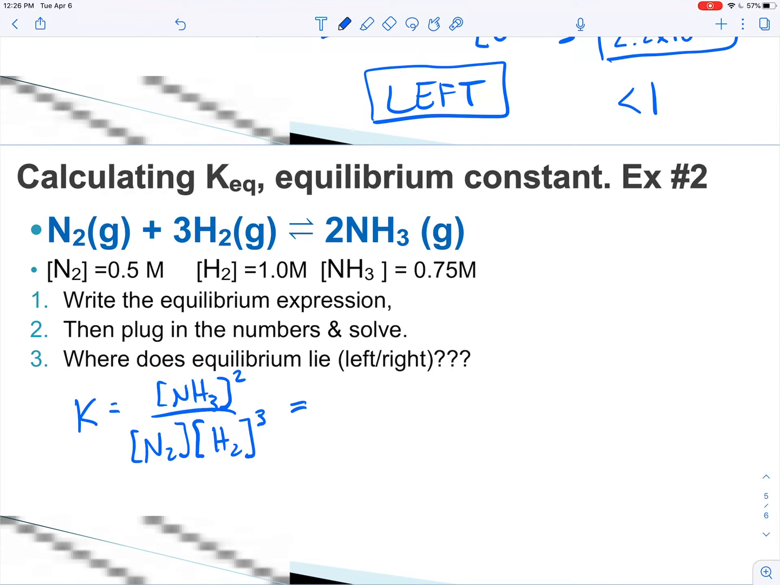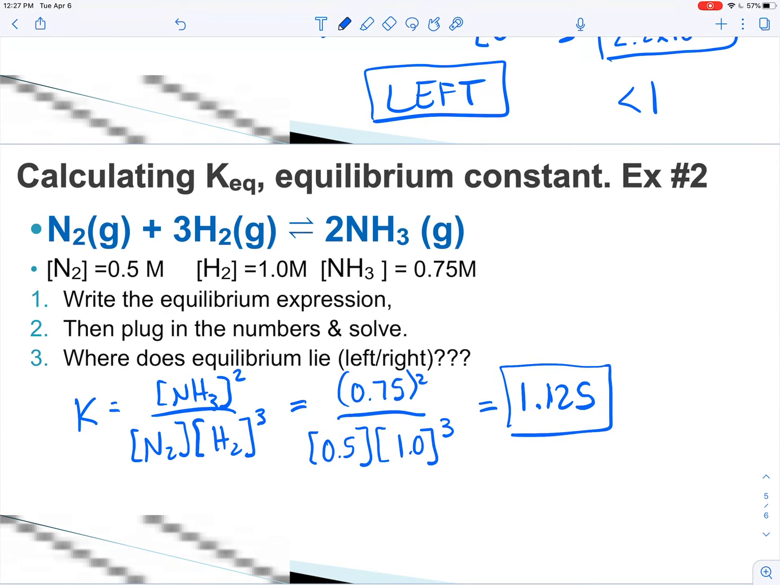Next, we want to plug in the numbers. So 0.75 squared here times nitrogen, which is 0.5, times hydrogen, which is 1.0 cubed. Okay, so I'm going to multiply everything on top and then divide by everything on the bottom. Again, I highly recommend using a scientific calculator or getting one if you haven't already. And we get a final answer of 1.125. Okay, so that's our final answer.